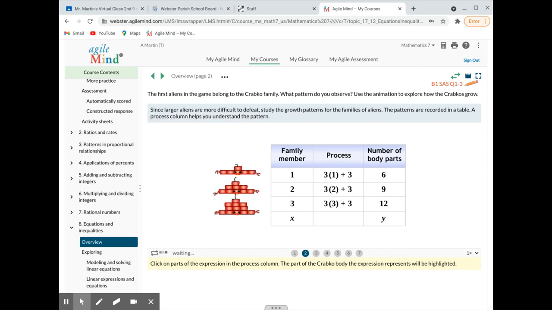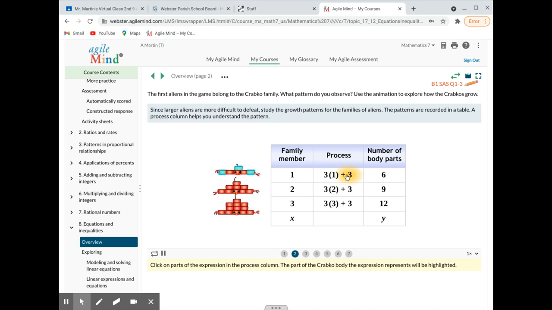Oh, all right. So it says since larger aliens are more difficult to defeat, study the growth patterns for the family of aliens. The patterns are recorded in a table. A process column helps you understand the pattern. So, if you would go over those for us, please, Miss Najela, starting with the first one.